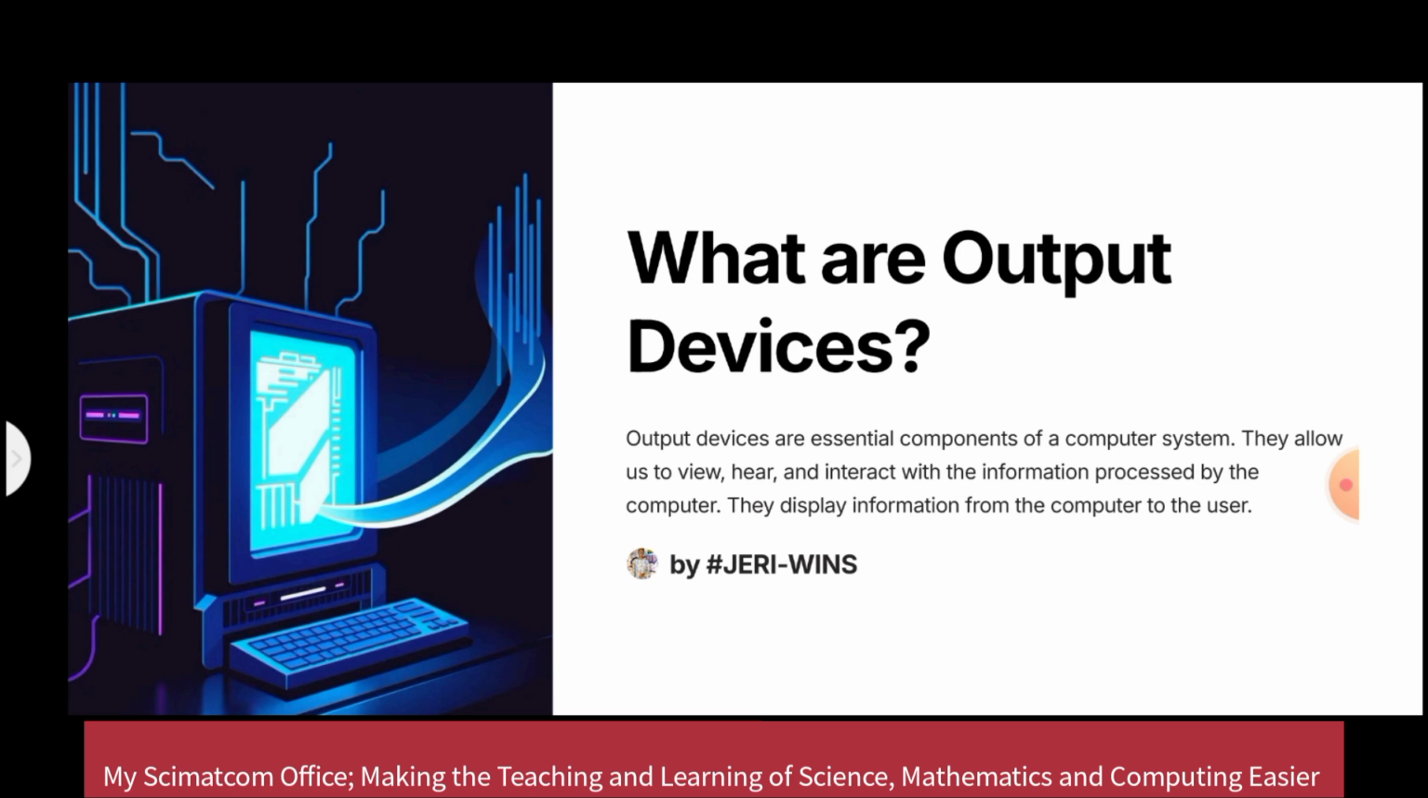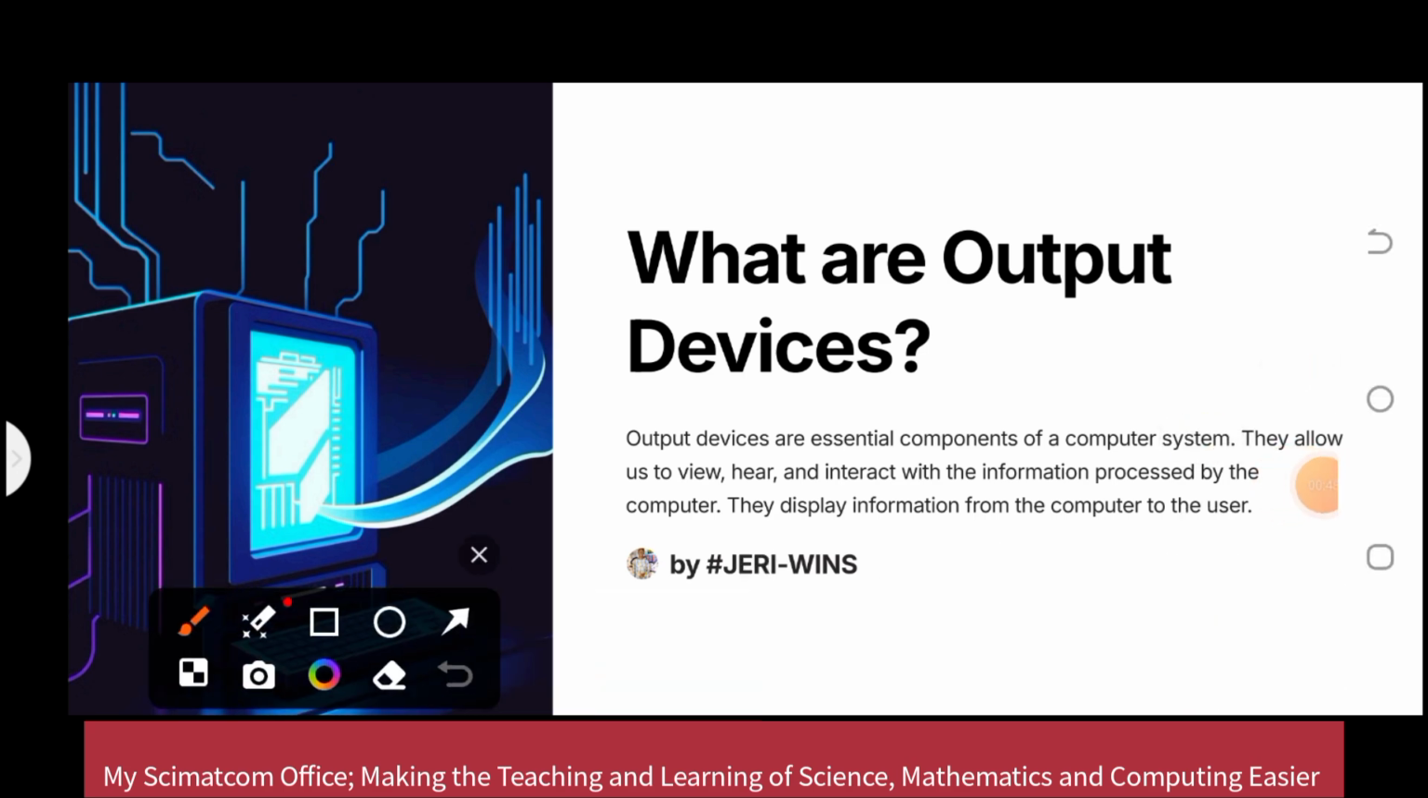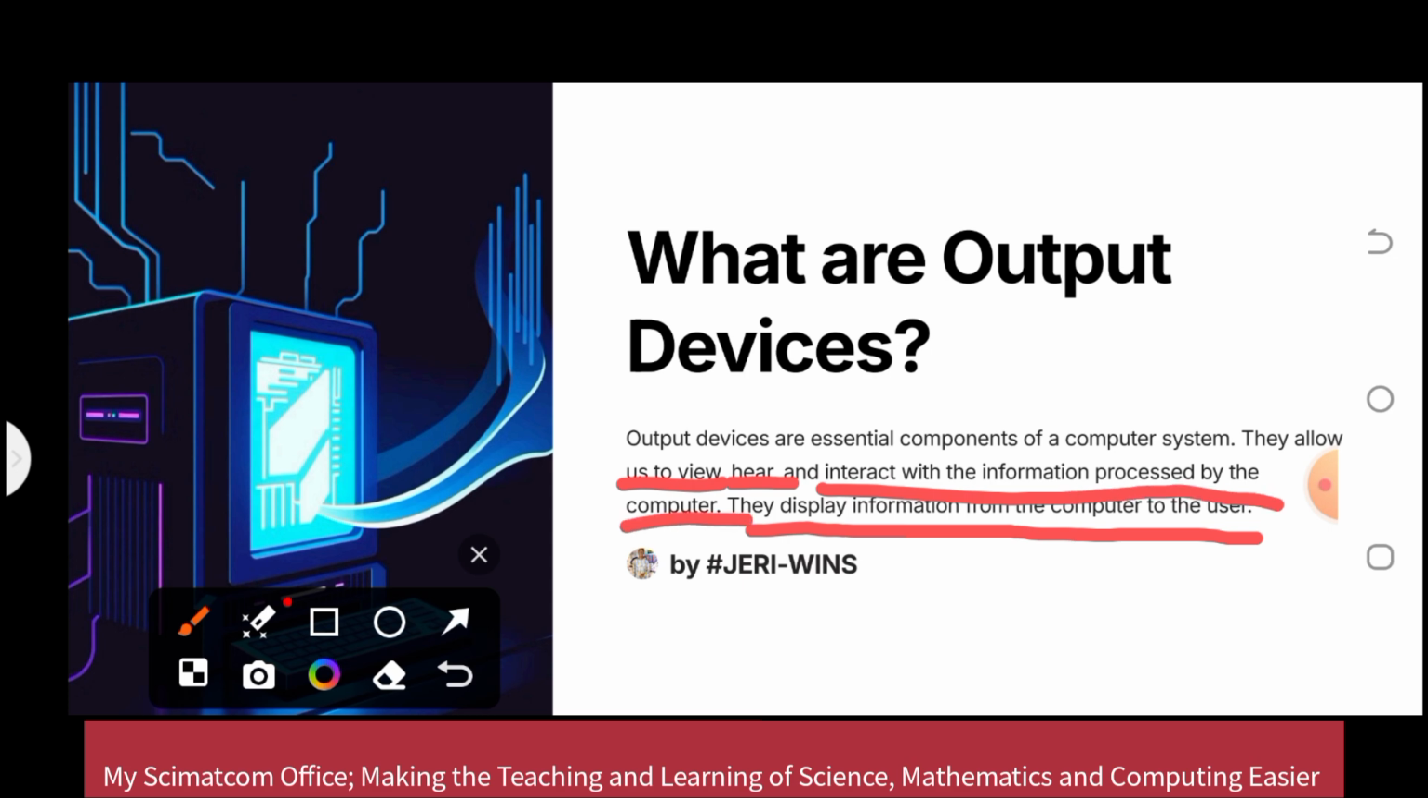Unlike the input devices that input data, the output devices display the information from the computer to the user. They are very essential, just like the input devices. They allow us to view, hear, and interact with the information processed by the computer. That is an output device for you.